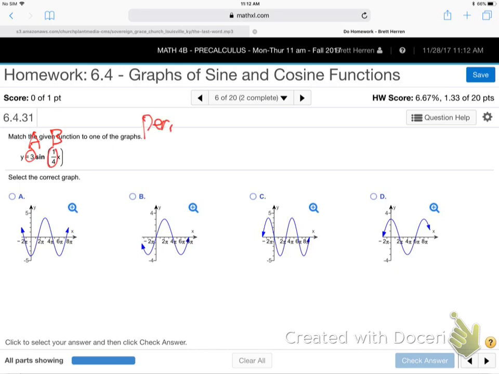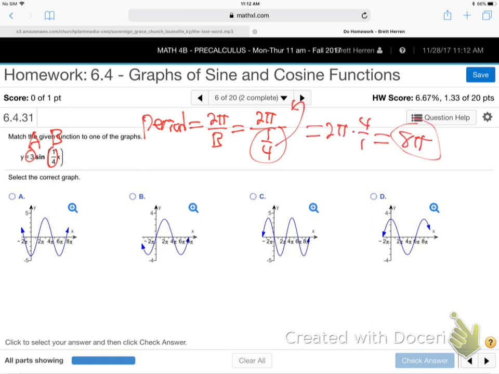So period is 2 pi over B. And what is B? 1/4. So we grab that 1/4 from the bottom. You know the deal. Flip it up. 2 pi times 4 over 1. 8 pi. Period's 8 pi. Amplitude's 3.